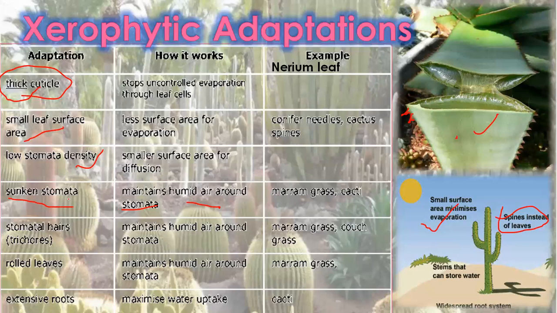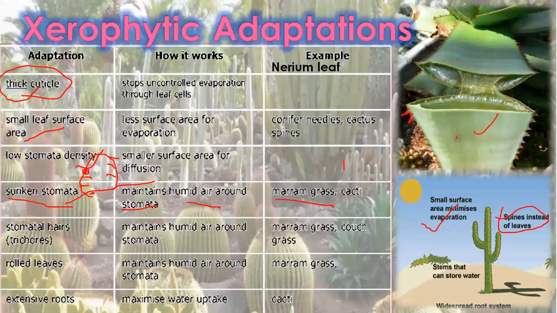But in sunken stomata, there is a pit in which there is the stomata in the leaf, and there are certain other structures along with this one, so that they can protect the air. They can just cover the stomata with insulated air, so that when the wind blows through here, it will move from here only, and the air traps inside. It does not allow more water to evaporate from the stomata. Best example, marram grass or cacti.